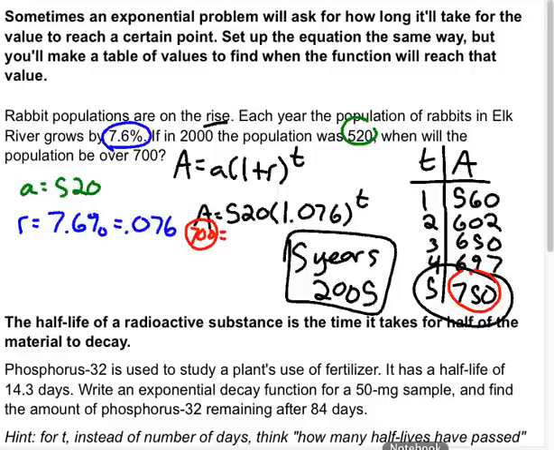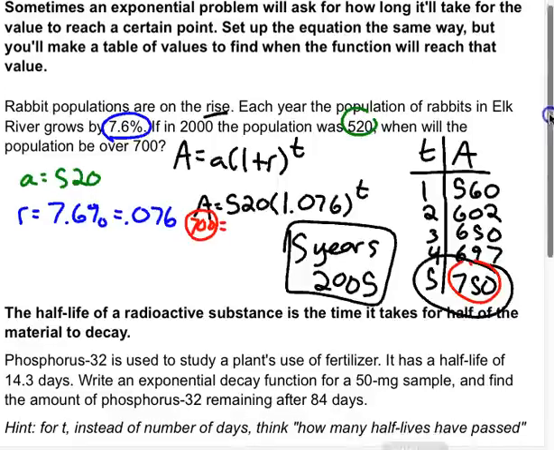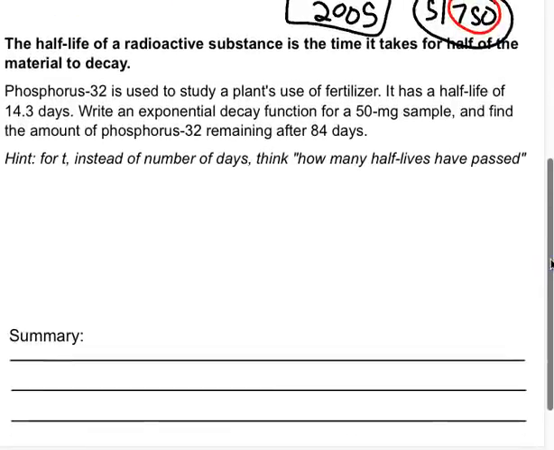All right, one last situation, okay? One last thing, and then we'll be good to go. So, phosphorus 32 is used to study a plant's use of fertilizer. It has a half-life of 14.3 days. Write an exponential decay function for a 50 milligram sample and find the amount of phosphorus 32 remaining after 84 days. So, this is our final concept, the concept of half-life.